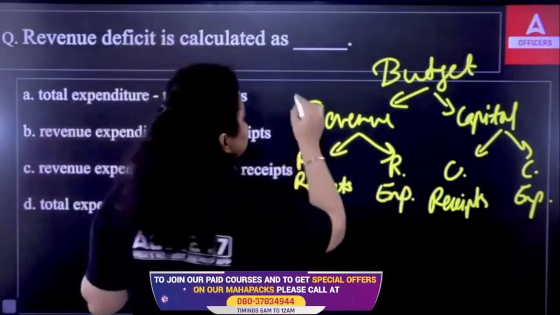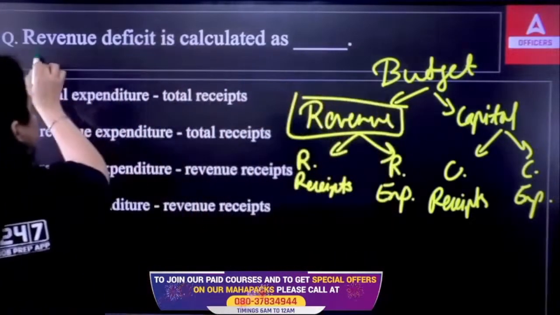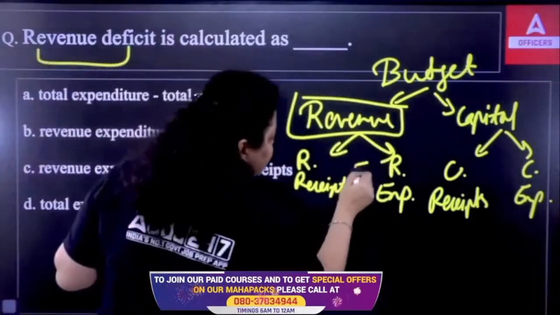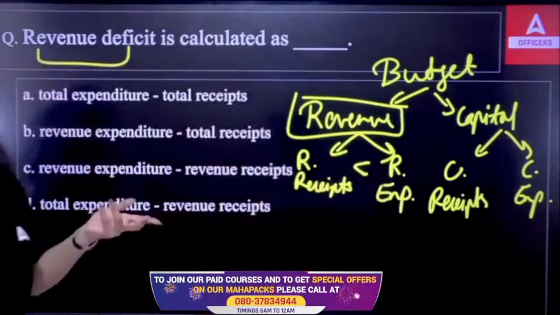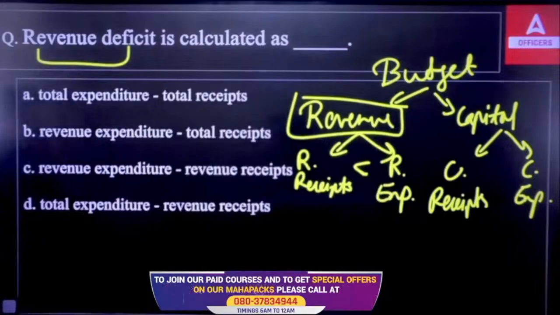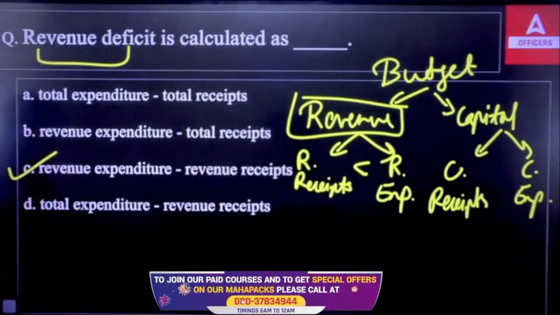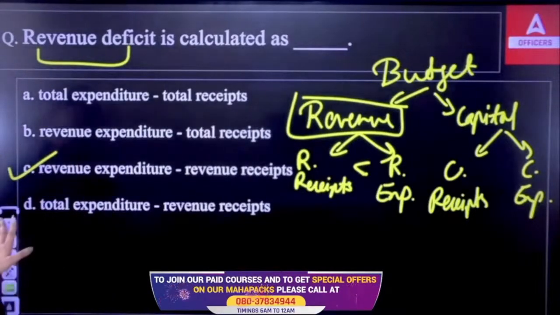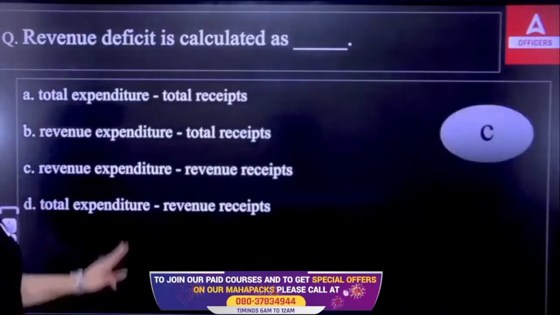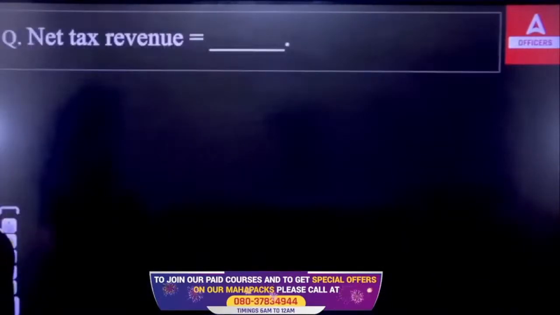Now what will be the revenue deficit? The question is asking about revenue deficit. So when the revenue expenditure is more than the revenue receipts, that's the revenue deficit. So the right answer will be your C option. Okay, the right answer will be your C option. Clear? Next. Net tax revenue.